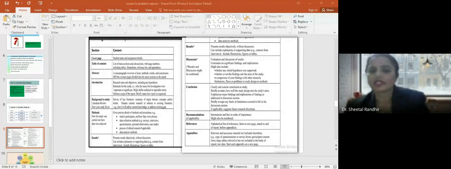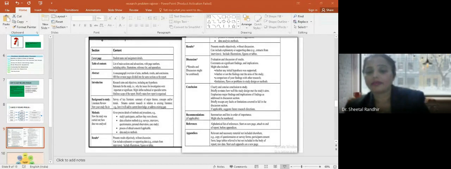And then the conclusion. The problem must be related to your conclusion. It must be a clear, concise conclusion to the study, briefly restating how well the study design met the study aims, emphasizing major findings and implications addressed in the discussion section, and briefly recapping any faults or limitations covered in the discussion section. If applicable, suggest future research and directions. Yes, your conclusion must be the solution to your problem, and it must be the direction for further research.